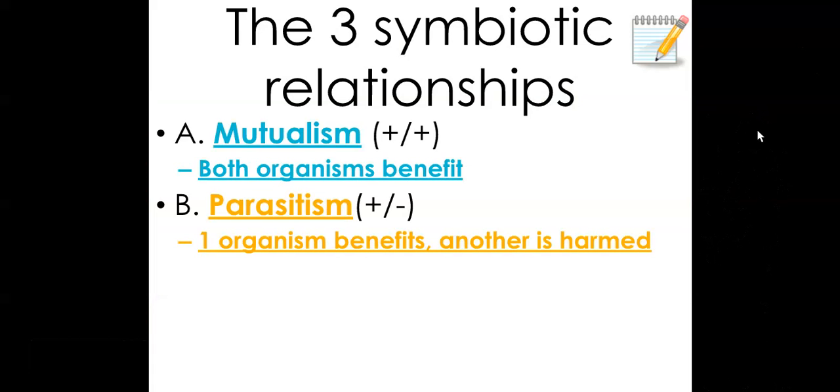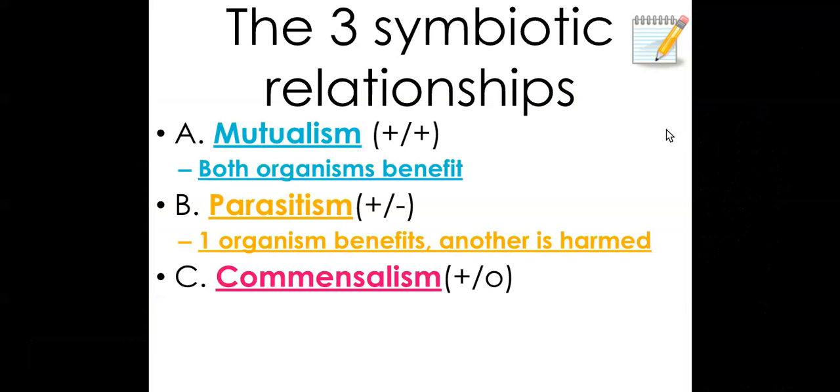Now, parasitism. This is when one organism benefits and another one is harmed. So remember when we watched that crazy show, The Monsters Inside, and the parasites were invading the body? Well, the bodies were being harmed, but the parasite was benefiting. Well, that is until there was treatment involved, but yes.